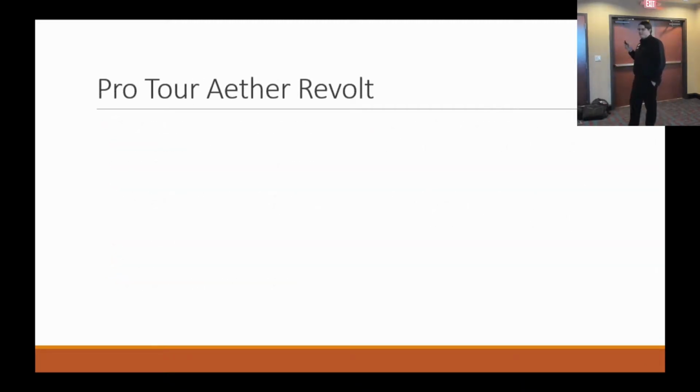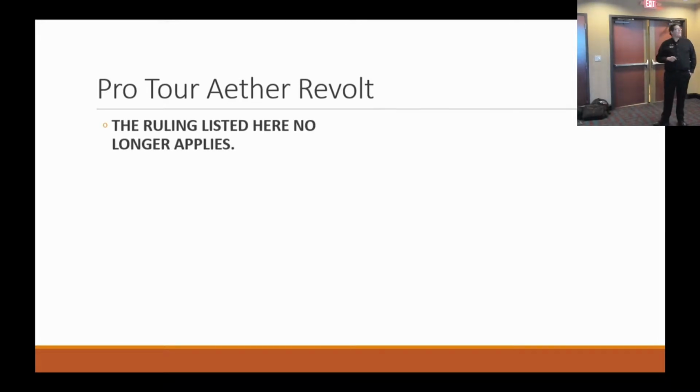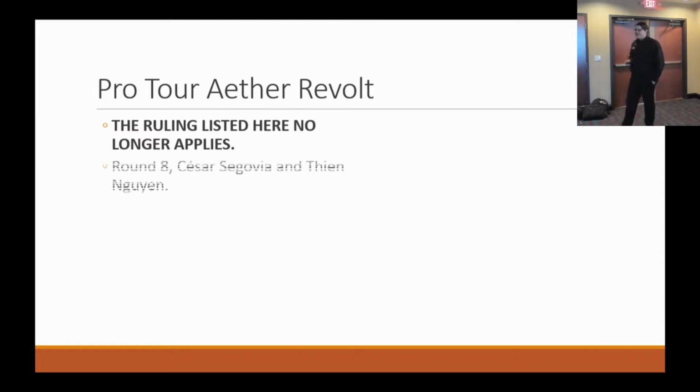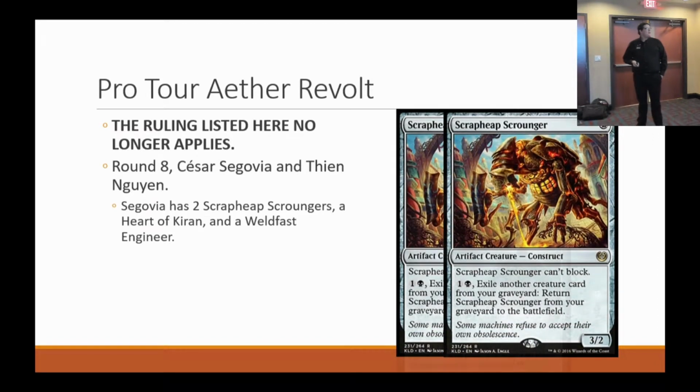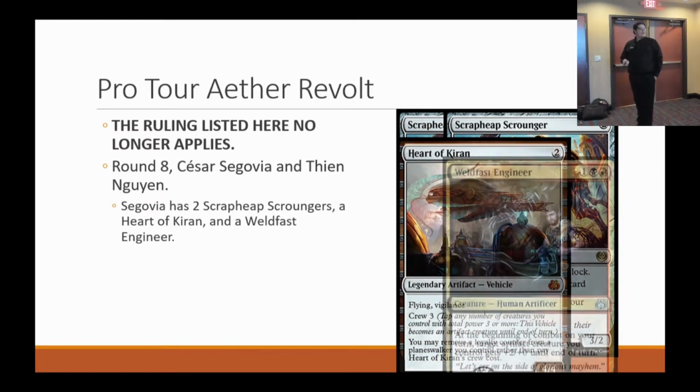So people have already kind of looked at the Oracle text. They know where we're going, which is Pro Tour Aether Revolt. Specifically, I want to note here, the ruling listed here no longer applies. Do not use this knowledge at the next tournament that you play. It will go badly. It's round 8 with Segovia versus Win. So Segovia has 2 Scrap Heap Scroungers, a Heart of Kiran, and a Welding Engineer.